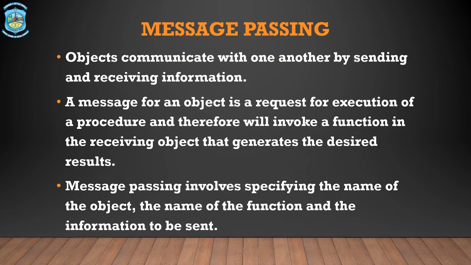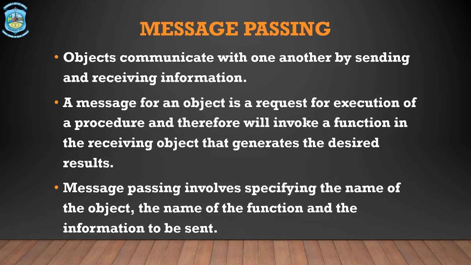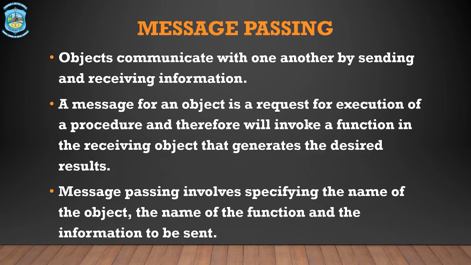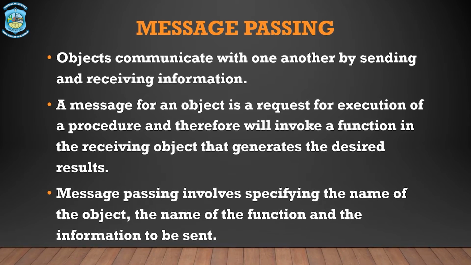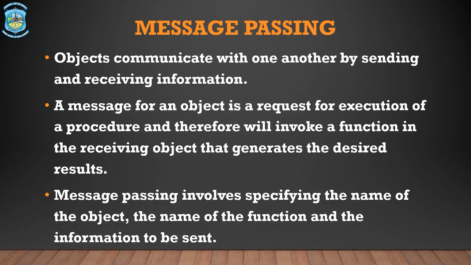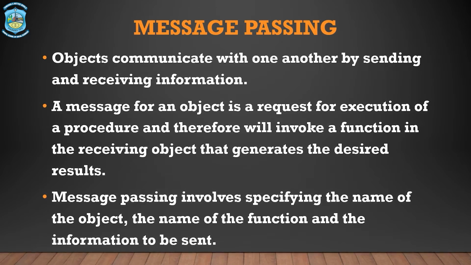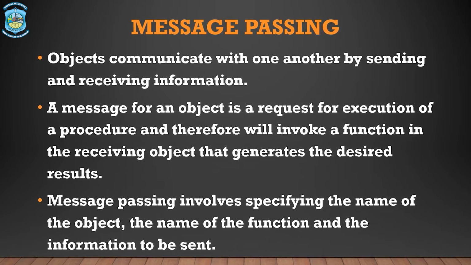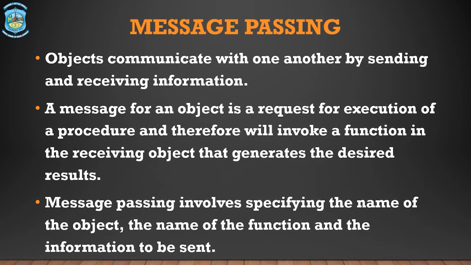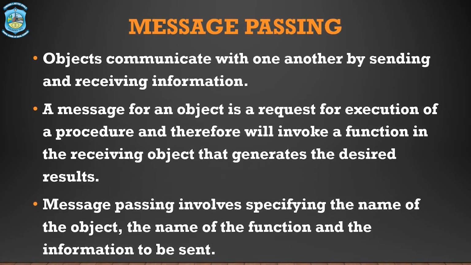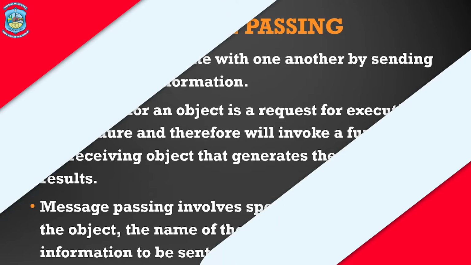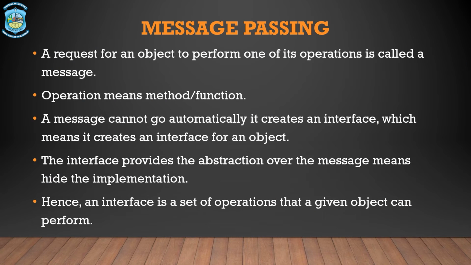The message passing mechanism in object-oriented programming again involves three major concepts. Firstly, the name of the object that identifies who is going to be the recipient of the message. The second is the name of the function which identifies what function is to be applied. And thirdly, the information to be sent in the message. So in the object-oriented programming paradigm, message passing is an important concept which allows interchange of messages between the objects. Now let us understand the concept of message passing in a bit more detail.